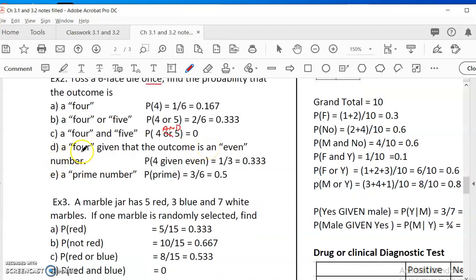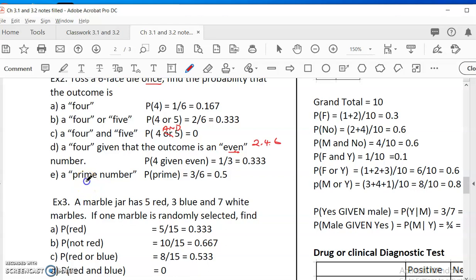Okay. D, 4, given that the outcome is an even number. If it's an even number, I will use the even numbers as my sample space and think about how likely it is an even number and a 4. An even number and a 4 is just one case because it has to be a 4. And the sample space of all the even numbers is only 2, 4, 6, right? So there are 3 numbers. So you divide by 3 instead of 6. So it is 0.33.